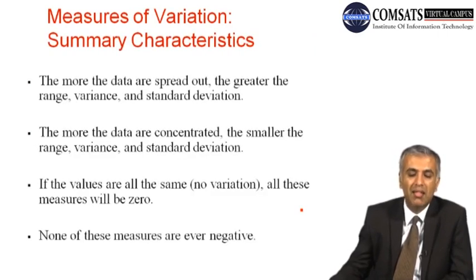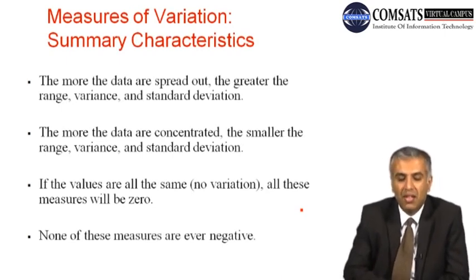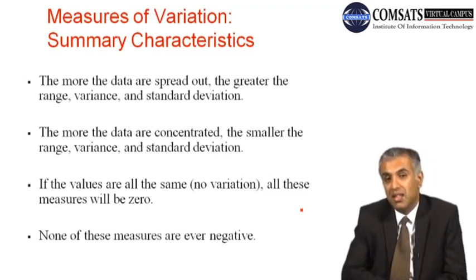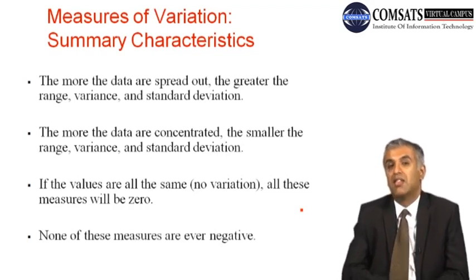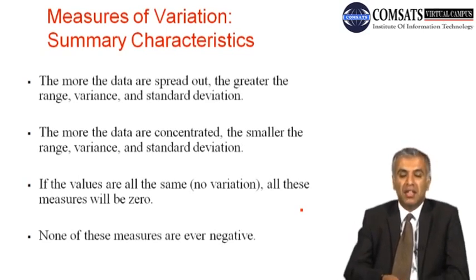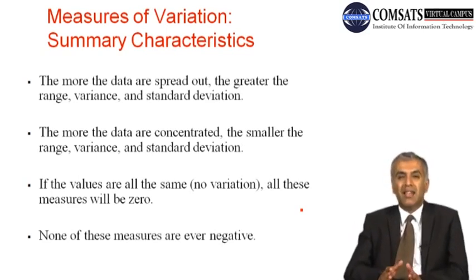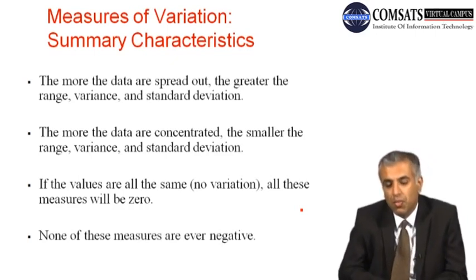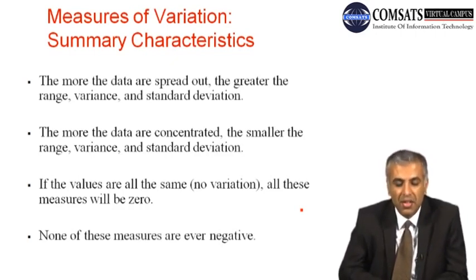So again, the summary, as we discussed before: the farther the data is from the mean, the higher all the measures of variation. The range is higher, the variance is higher, and the standard deviation is higher. And the more the data is confined to the central value, which is also called the arithmetic mean, the smaller the range, the smaller the variation, and the smaller the standard deviation.